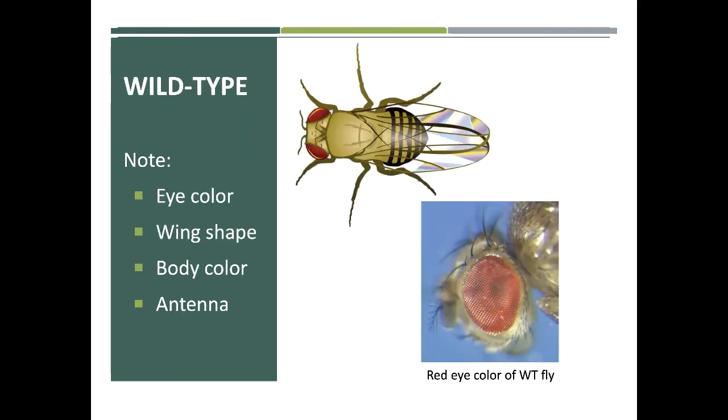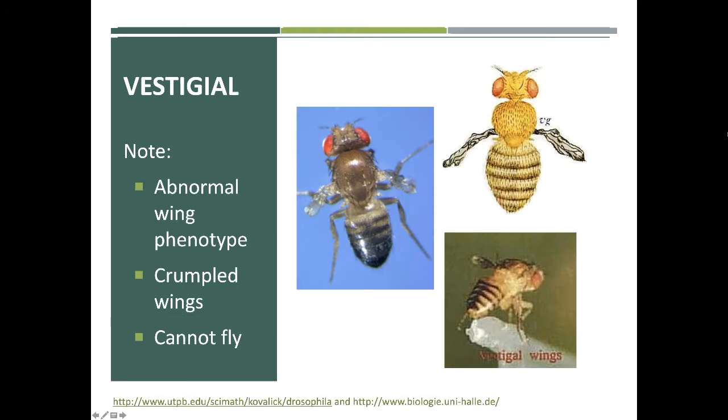So wild type flies, they have a very distinctive red eye. Though this is just a cartoon, you can see that the wings are nicely formed and have a nice symmetry to them. The body color is not real dark, it's more of a tan or brown color, and antennae are present. So let's look at the mutants here.